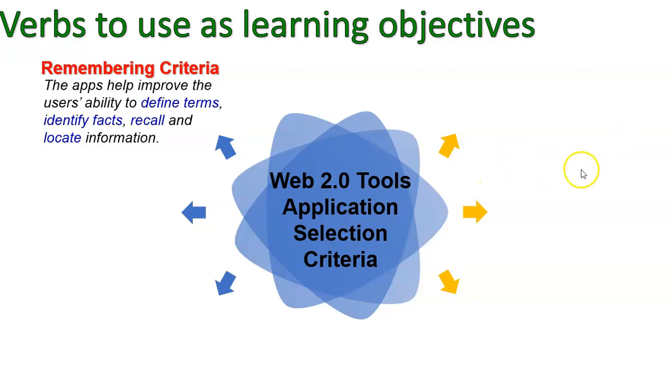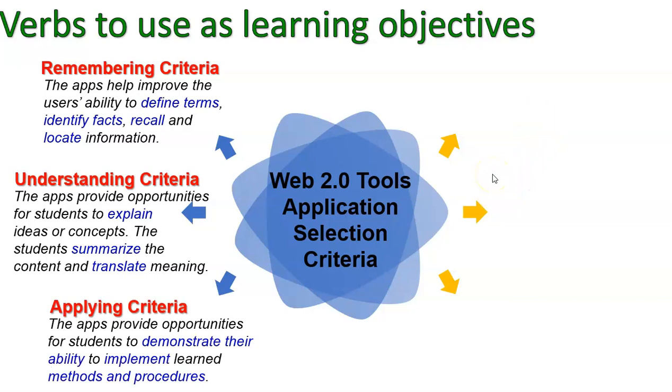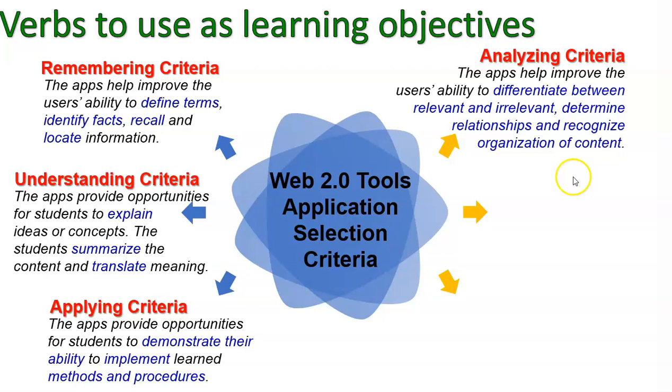In the same way, if we want our students to understand a concept, then probably we will use verbs such as explain, summarize, or translate. And if we want them to apply a concept, then probably we can say the students are able to demonstrate their ability to implement the learned methods and procedures. Now, if we want our students to analyze, then we can use verbs such as differentiate between relevant and irrelevant, determine relationships, and recognize organization of content.